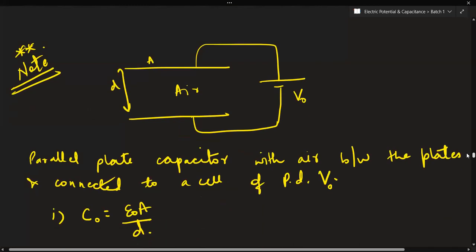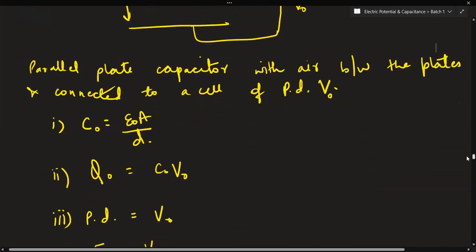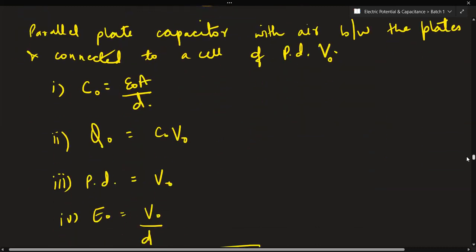Okay, this is very important. This comes in your theoretical questions. If you have a parallel plate capacitor which is connected to a cell whose potential difference is V naught, air is filled, area is A, separation between them is D. This part is very important because in most of the theory questions in previous years you will find this. 4 things we'll discuss: capacitance, charge, potential difference, electric field.